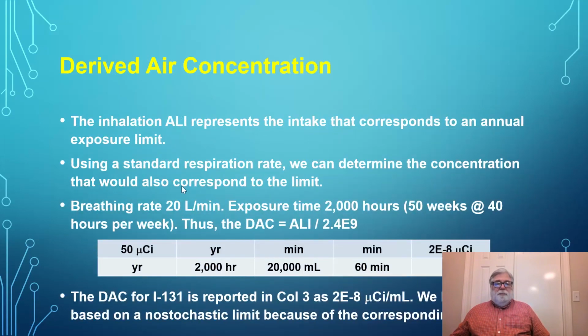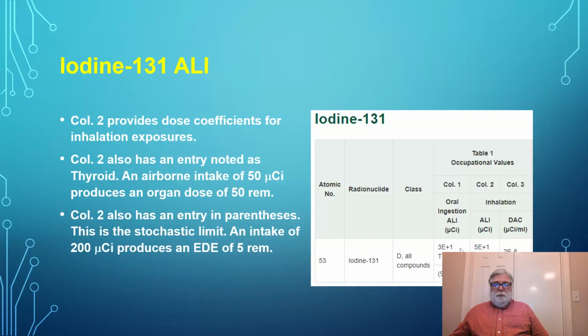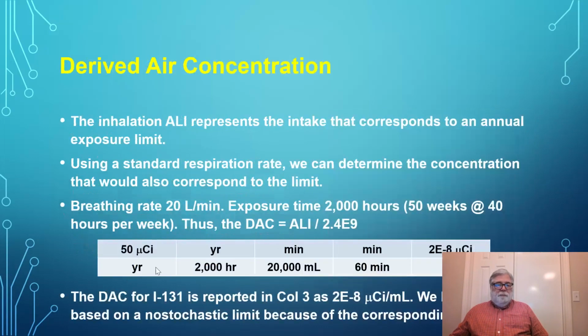So the standard respiration rate is 20 liters per minute, and the exposure time that's assumed is 2,000 hours per year. So that's 50 weeks working at 40 hours a week. That's how we get the 2,000 hours. So if you do this calculation, I have it here. So for iodine-131, the thyroid limit is 50 microcuries per year. If someone takes in 50 microcuries during a year, they reach the limit.